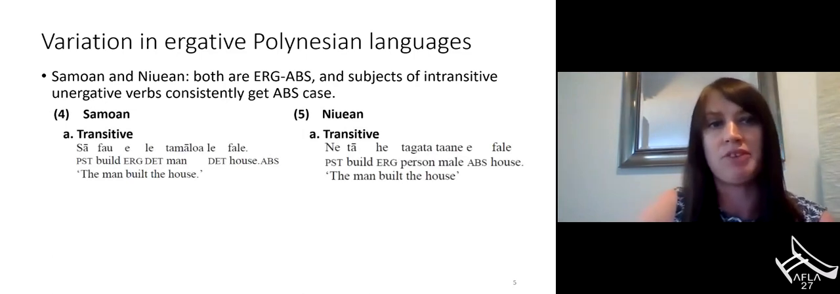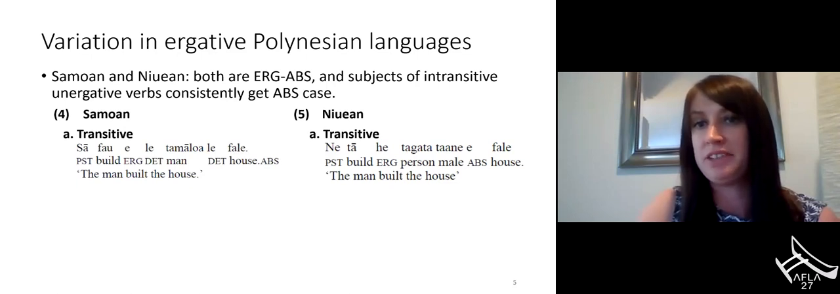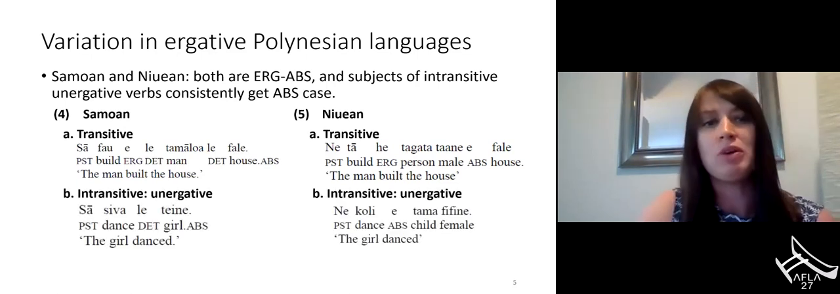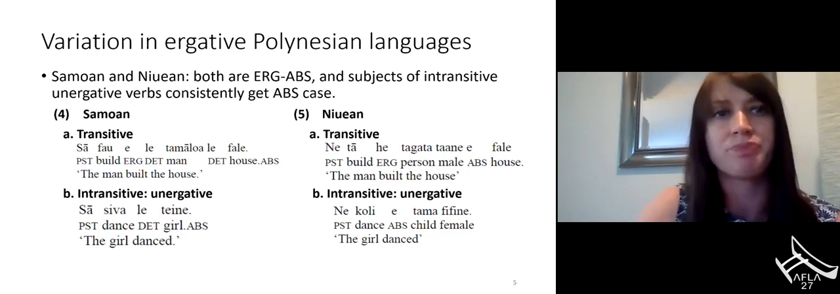In 4a, we have a Samoan transitive, the man built the house. You have ergative absolutive, sa faile tamaloa le faile. And in Niuean, we also have ergative absolutive, the man built the house, ne tangata tane e faile. And then with an intransitive unergative, just like the subject of an intransitive unaccusative, the subject of an intransitive unergative has absolutive case. So in the girl danced, in both instances, the girl has absolutive case.